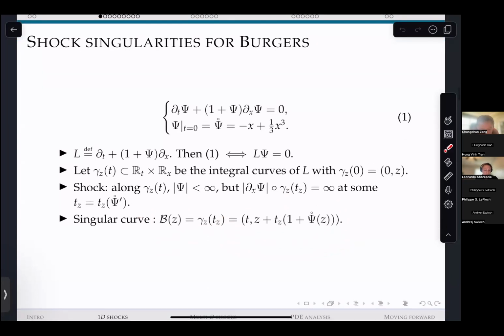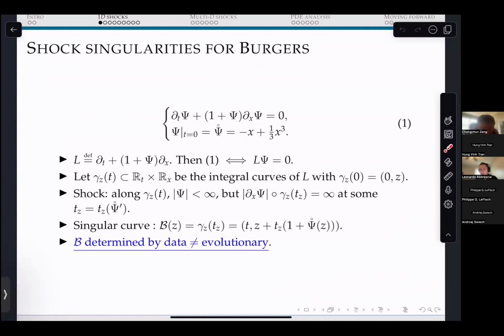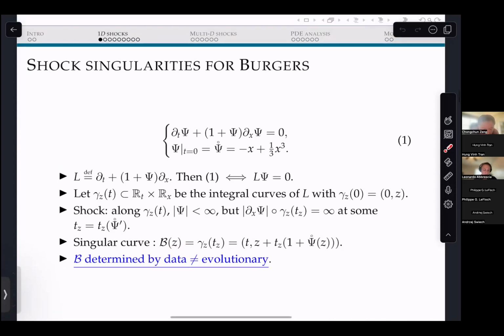What's important about this curve, what I already want to touch upon, is the fact that this curve is completely determined by data for Burgers in one space dimension. So if you look at the curve on the right, you see that t sub z depends on the initial data, and psi ring is, of course, initial data. So the whole singular curve is determined by data. In fact, it's not evolutionarily determined. It is completely determined by initial conditions. Okay, so I want to already plant this seed because this is not going to happen in multiple space dimensions.